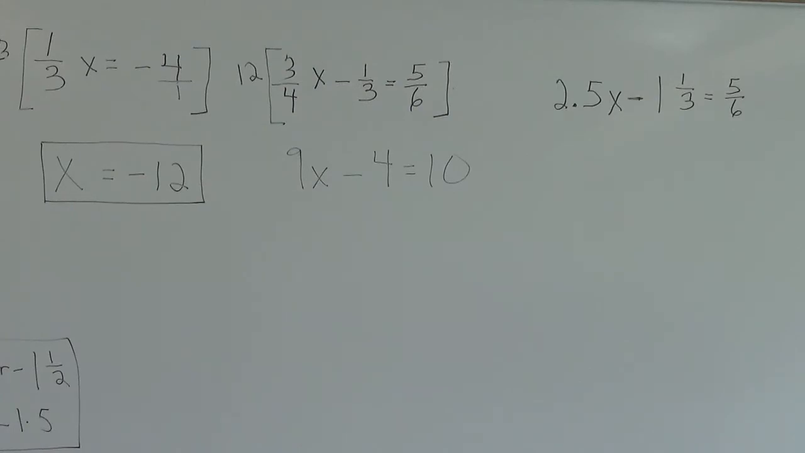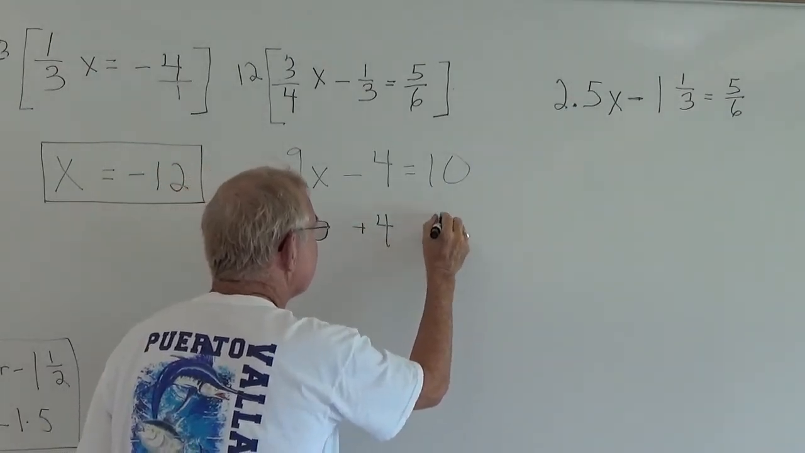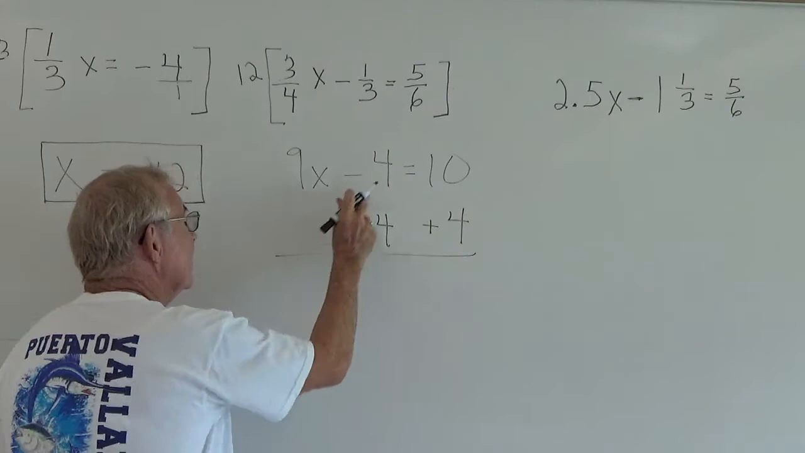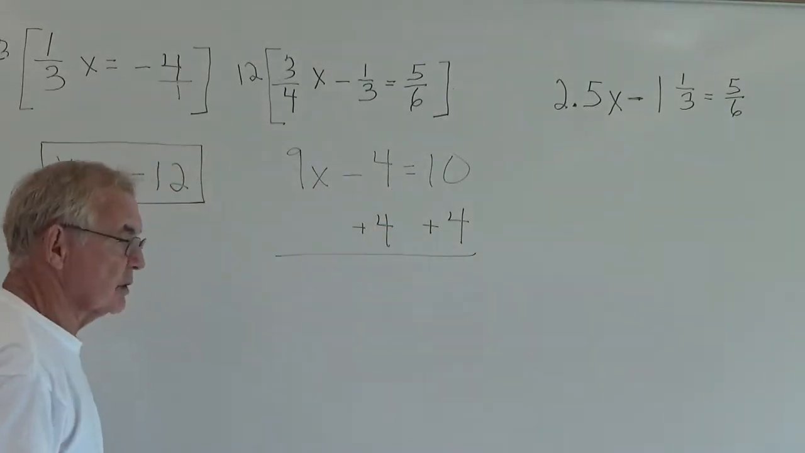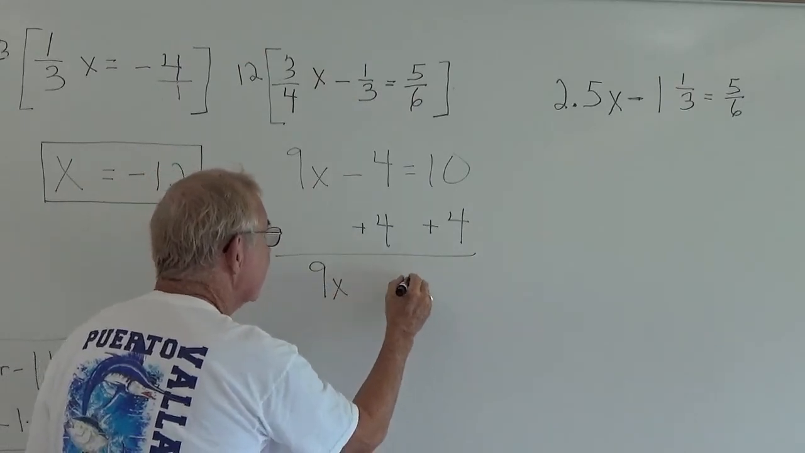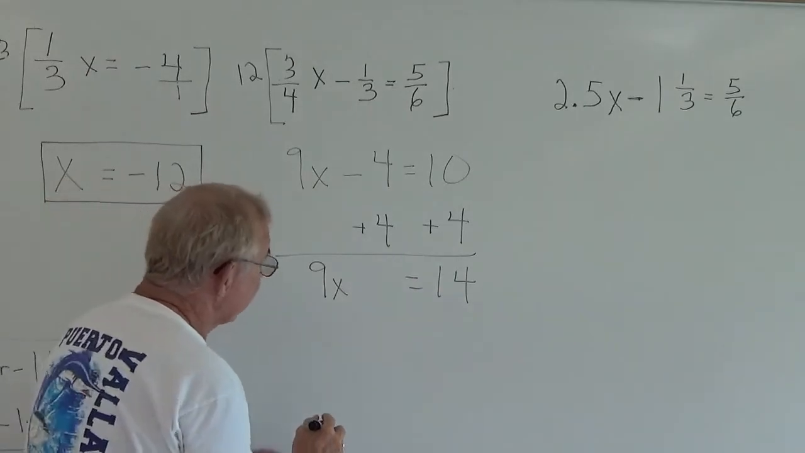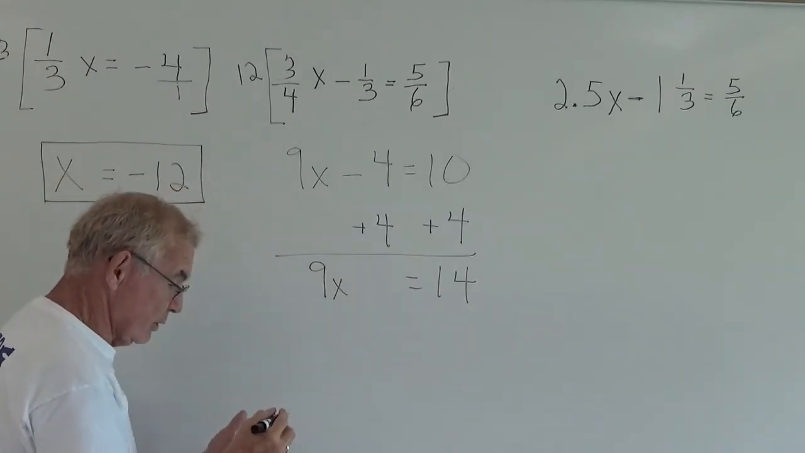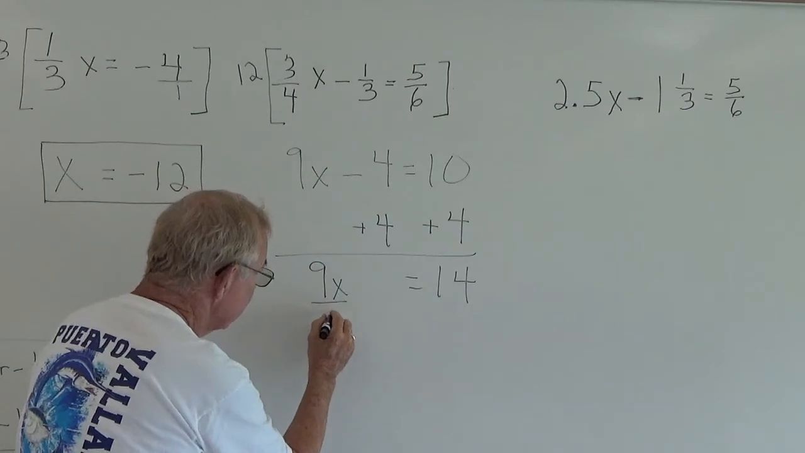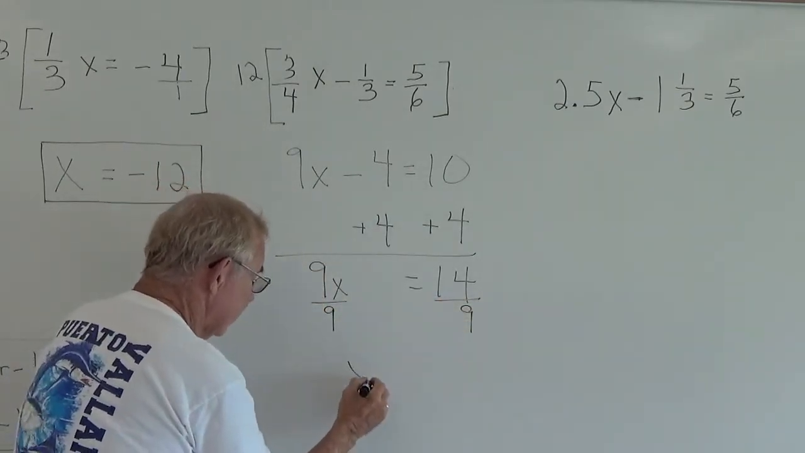Now what do we do? We've got the x's on the left. We take the negative 4 to the right. The opposite of a negative 4 is a positive 4. Negative 4 plus 4 goes to 0. So we get 9x is 14. Now, in this problem, we need to get rid of 9. So the inverse of multiplication is division, and we divide.